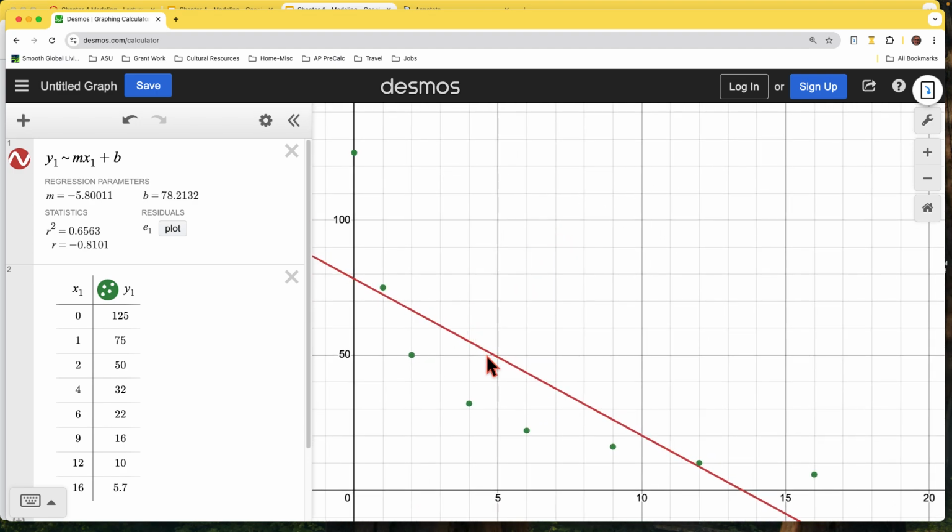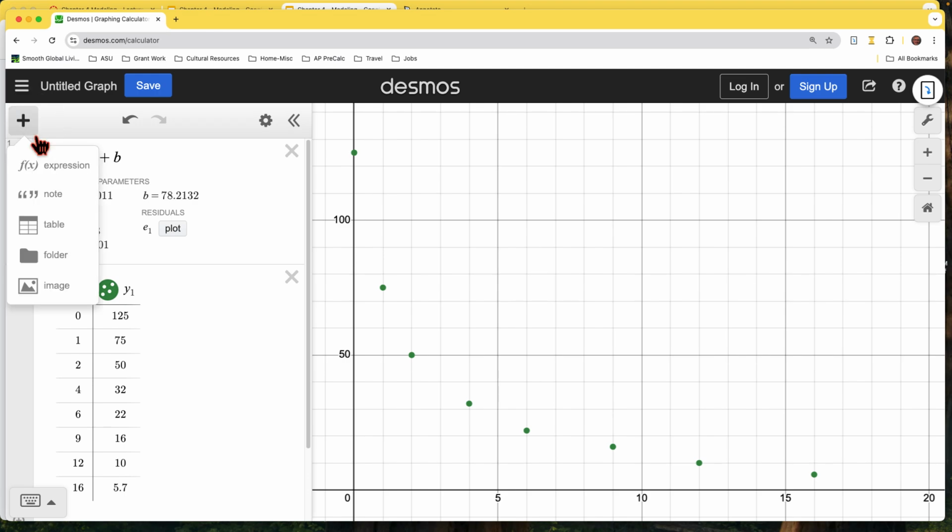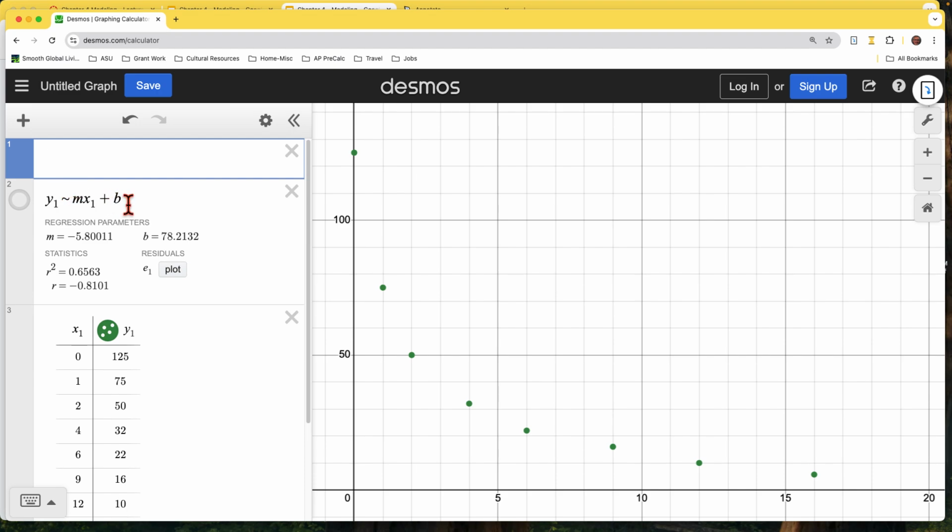Does the line look like a very good fit? Not really. And you can look at this R value. It's negative because it's going down. It's not really a very good R value. So I'm going to turn this off. I'm not going to delete it because I might need it later, because in your homework, sometimes it'll ask you to do linear, sometimes exponential. You don't want to have to type these in all the time, so I like to just turn them off. Now we're going to put in the exponential equation. So I'm adding one more. Does anyone remember what that exponential equation was?